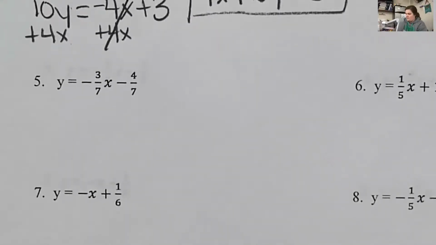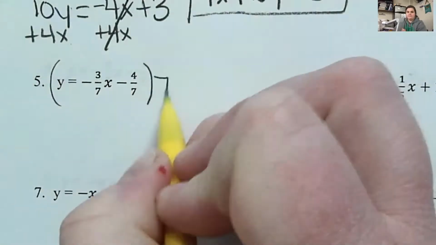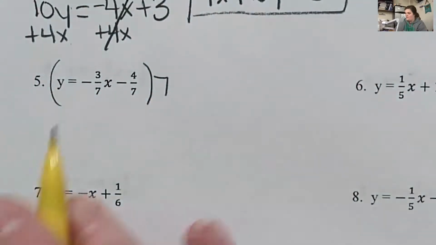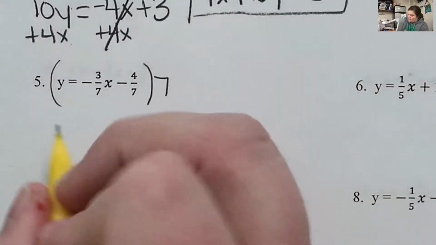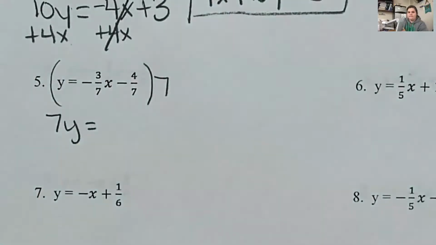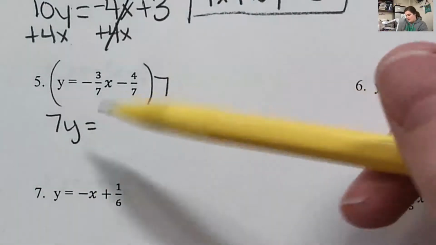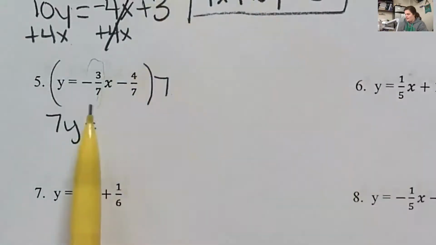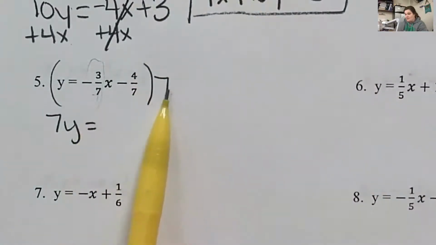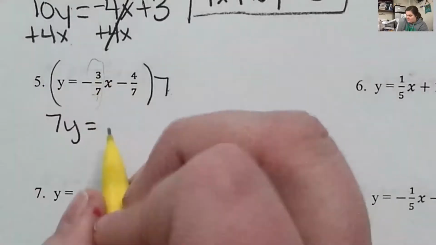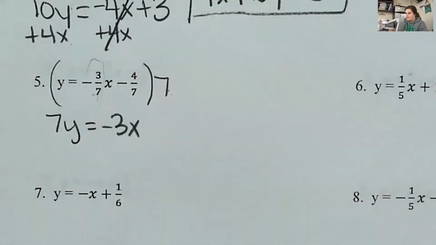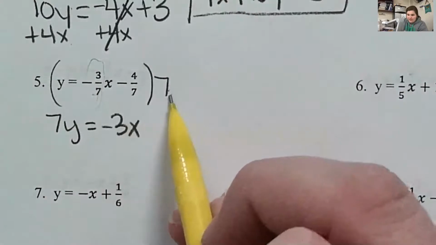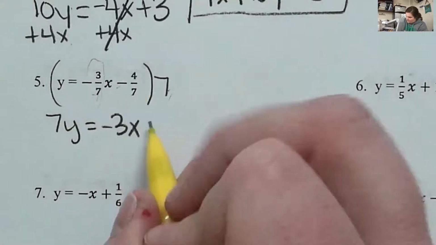The common denominator here would be 7. Okay, because they're both sevenths, so the common denominator would be 7. So I'm going to multiply everything by 7. 7 times y gives me 7y. Okay, you can either think of it, what's -3/7 times 7, or I always look at it, if I'm going from 7 to 7, I'm already there. I'm going to leave that numerator alone. So -3x. How do I get from 7 to 7? Well, I'm already there. I'm going to leave that alone. So -4.